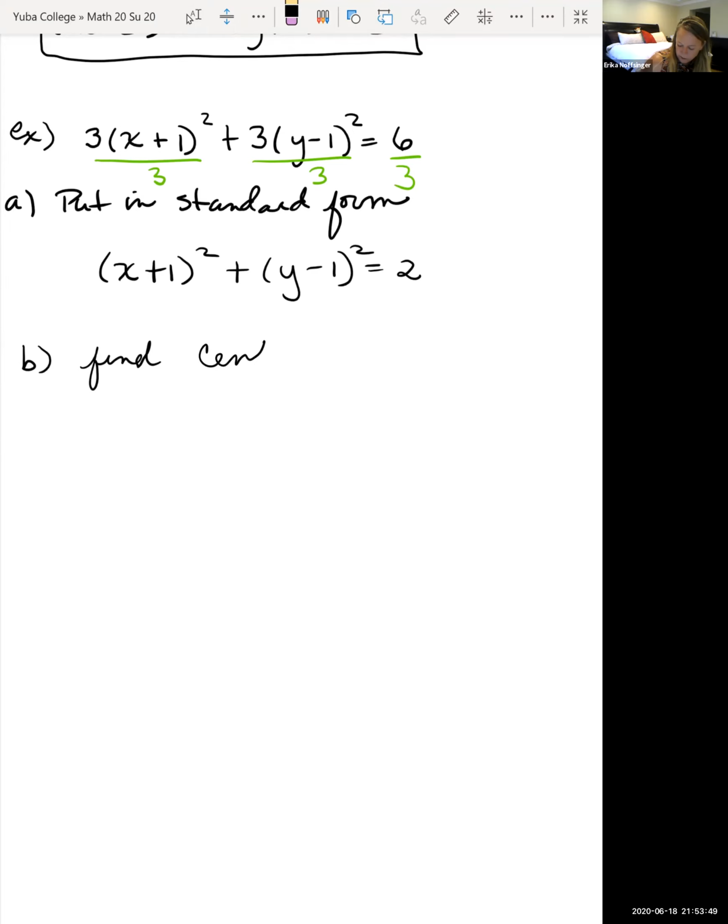So find the center and radius. So it's opposite sign, our h value. So this is going to be -1. Opposite sign of -1, so +1. So our center is at the point -1, 1. And the radius, well, we're given that r squared is equal to 2. So r is equal to √2. So when we take the square root of both sides there, we don't worry about the negative because we're talking about distance. Radius is a distance.